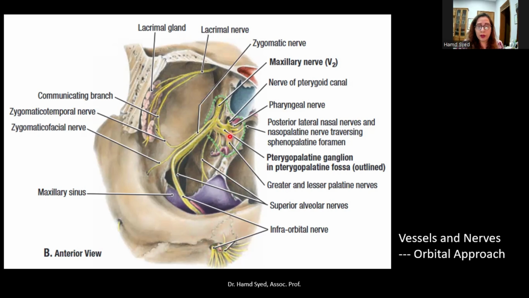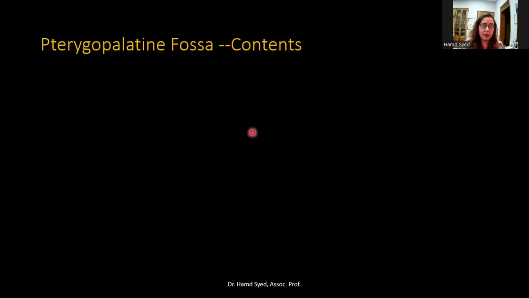Here is the palatine ganglion. This is an important structure lying within the pterygopalatine fossa. And remember, it is attached to the maxillary nerve through two branches. And also you can see over here the nasopalatine nerve, which is also a branch of the maxillary nerve, and it is passing through the sphenopalatine foramen and entering into the nasal cavity. So these are the structures which are visible in this orbital approach.